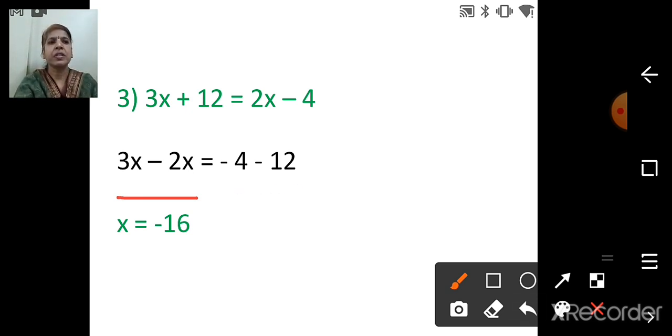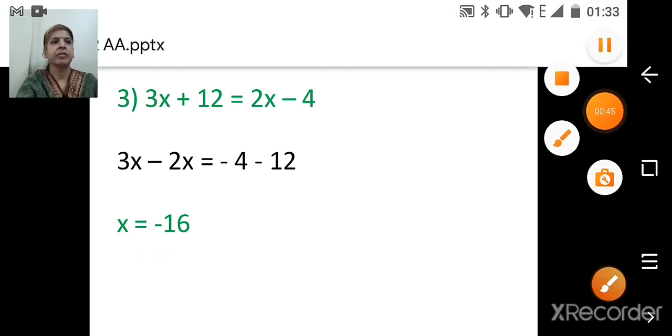And now we have to solve them. 3x minus 2x is x. And minus 4 minus 12 will give you minus 16. So our answer is x is equal to minus 16. This is the solution of the equation.